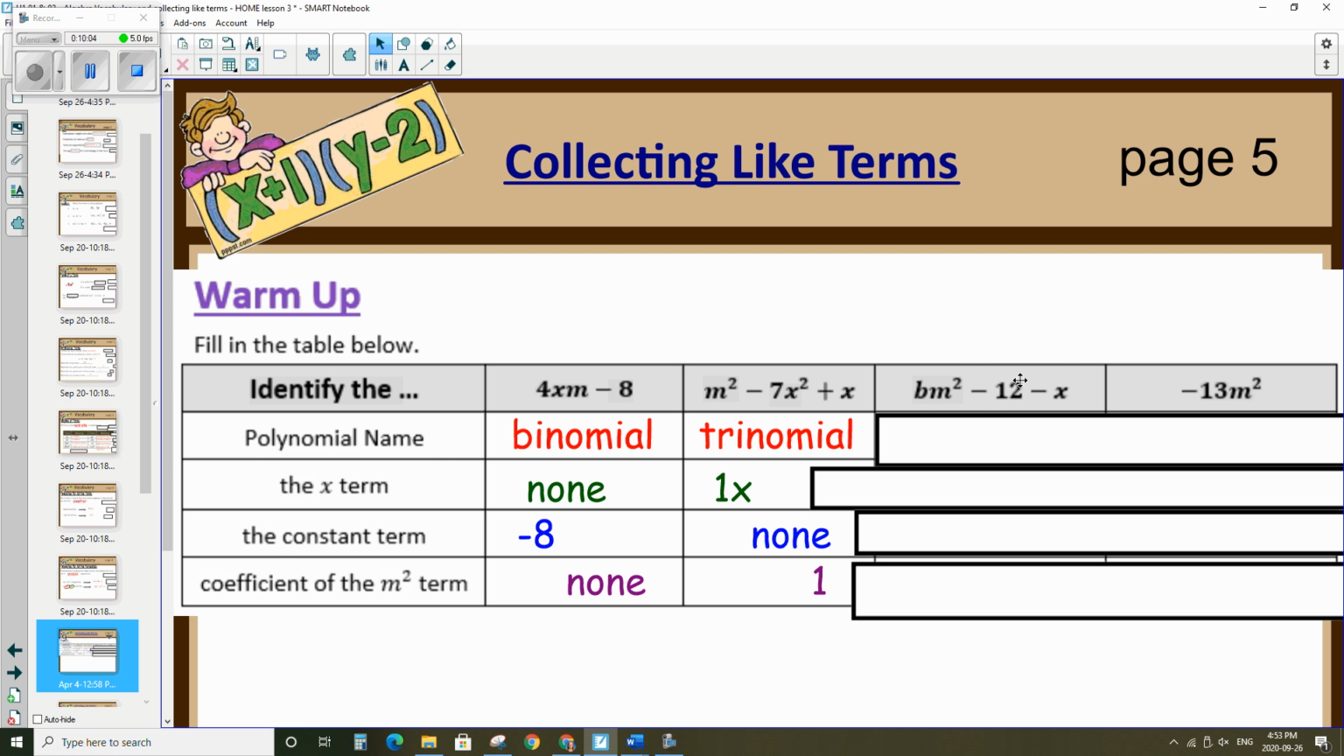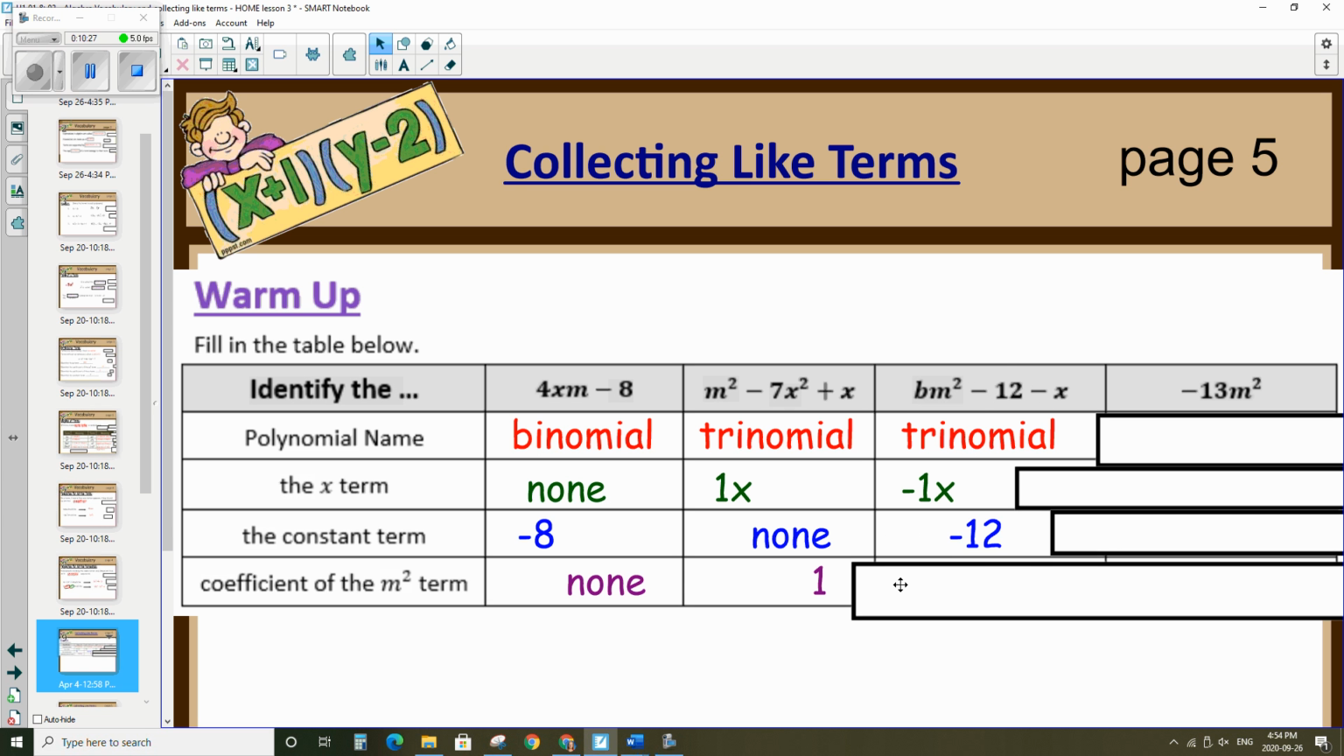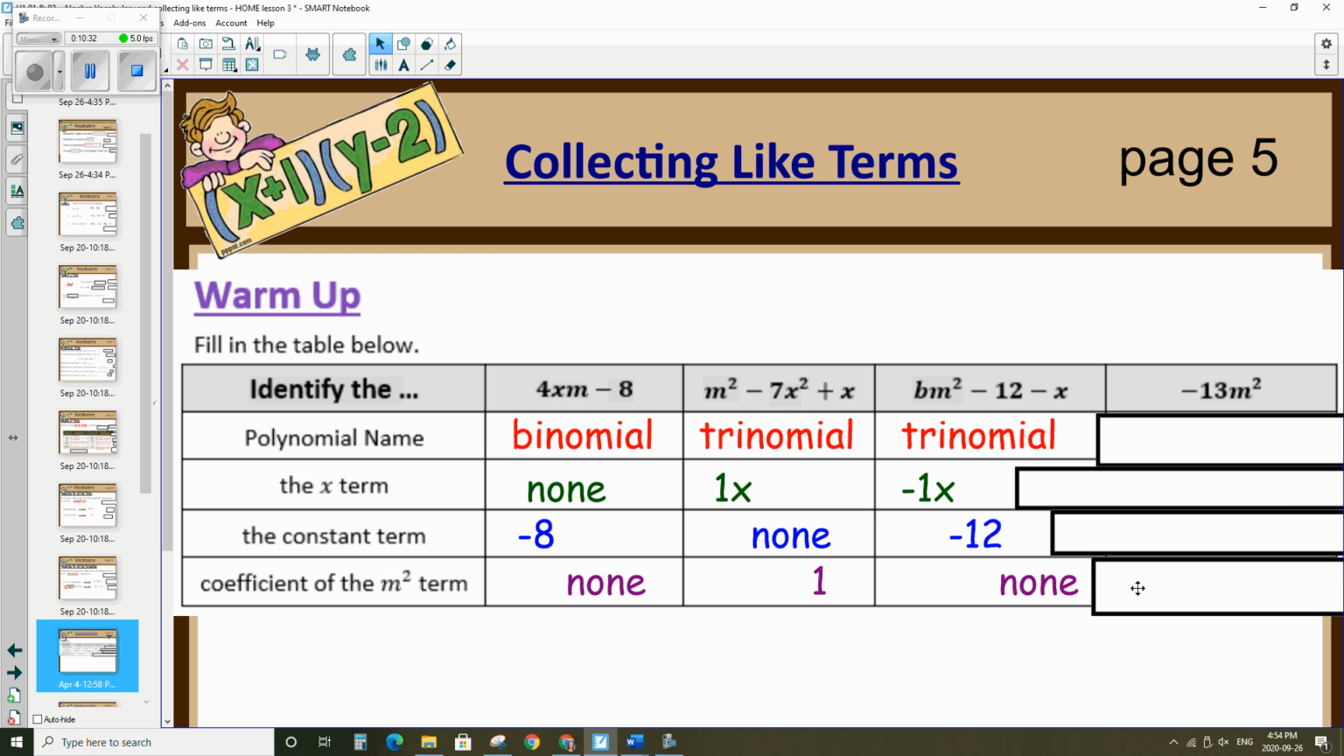The polynomial name for the next one would be a trinomial again. It has 3 terms. Each term is separated by a plus or a minus. So we have 2 separations here, which leaves us with 1, 2, 3 terms. The x term, that's the one at the end here. It would be negative 1x. The constant term, we don't have one. Oh, we do, right in the middle here. We have negative 12. And the coefficient of the m squared term, we do not have one because we have a b m squared term, but not just an m squared term.